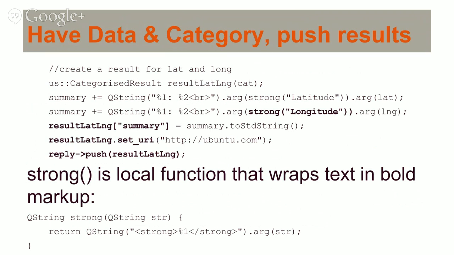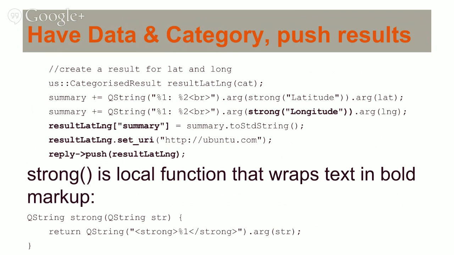Okay, so we create that summary string, just putting it all together, and then in the result itself, result lat long, in the summary field of it, we set it equal to this summary QString that I just created. Of course, the API takes standard strings, so I have to use the toStandardString method, which is a QString method, to convert summary into a standard string. Every result has to have a URI, even though they're not used sometimes, so I just set it to ubuntu.com here.